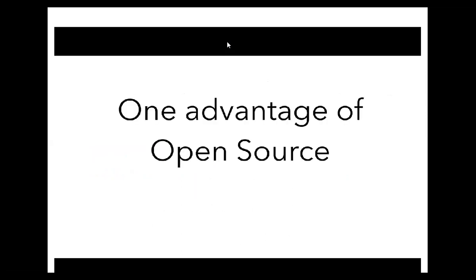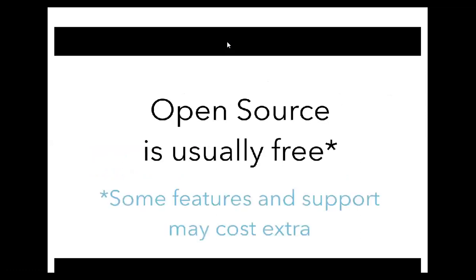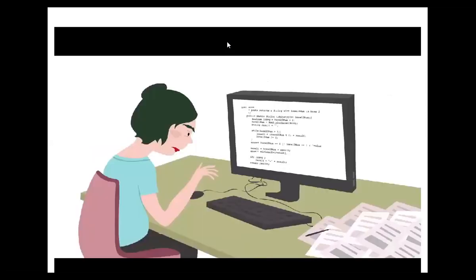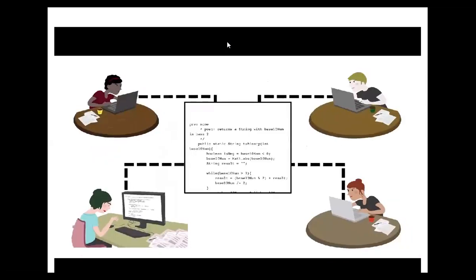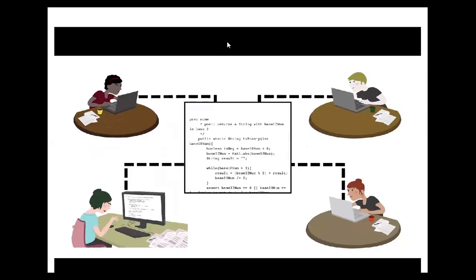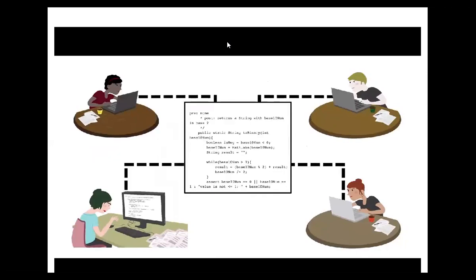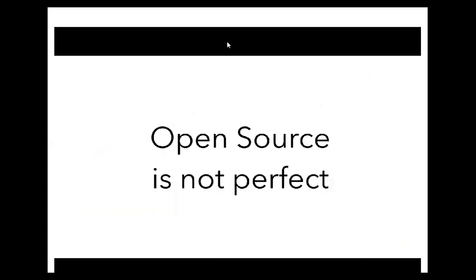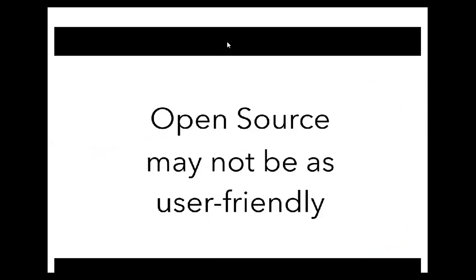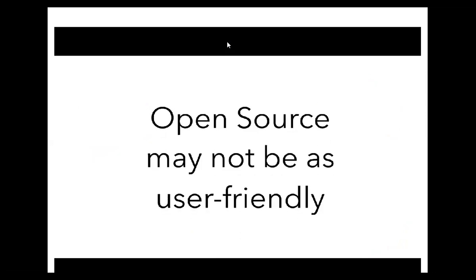One of open source's biggest advantages is that it's usually free, though some features and technical support may cost extra. Also, since the code is available to anyone who wants it, public collaboration can find bugs, add features, and improve performance within a relatively short amount of time. With that said, open source software is not perfect. It may not be as user-friendly as closed source software. And if you run into trouble, it may be difficult to find technical support, especially for less popular programs.